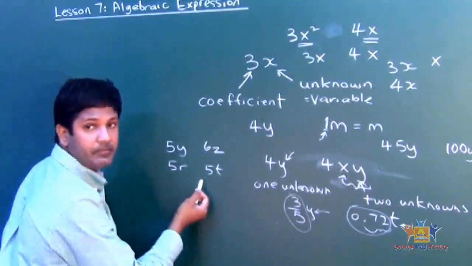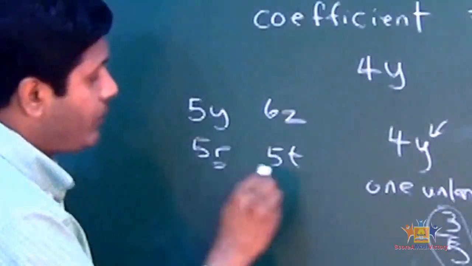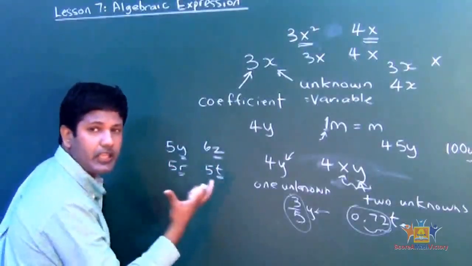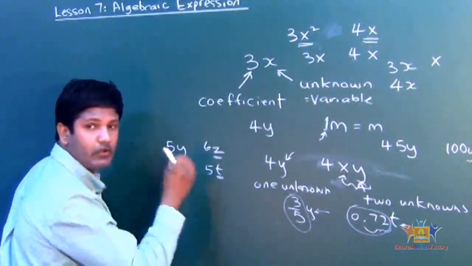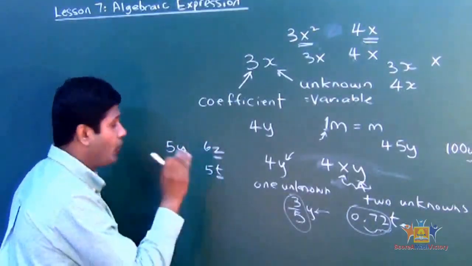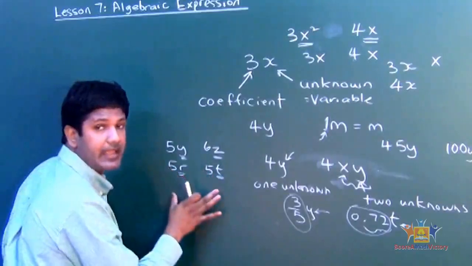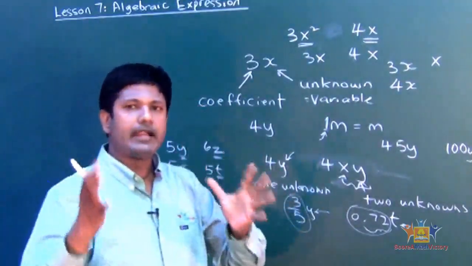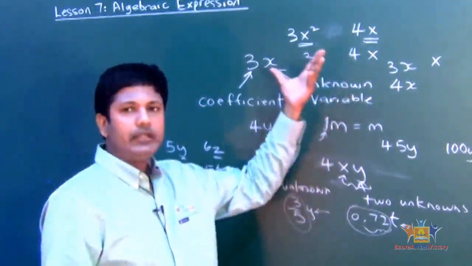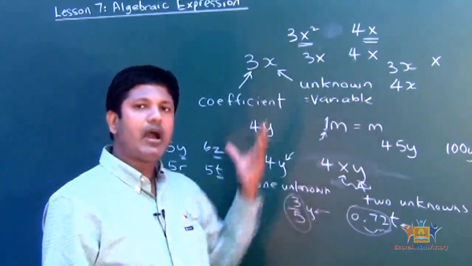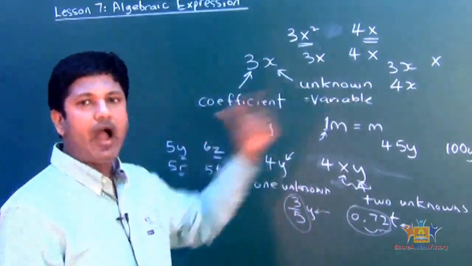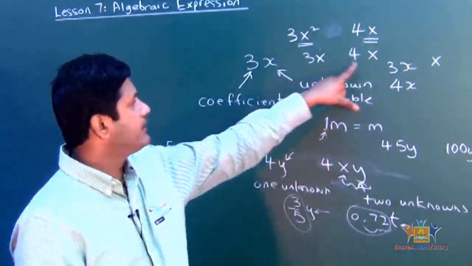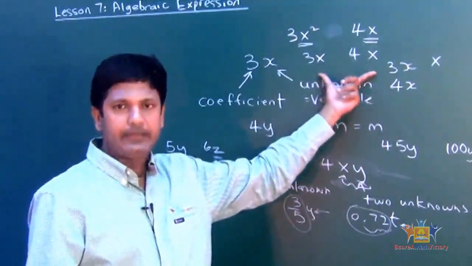The coefficients are the same, but the unknowns are not the same. See that? The unknowns are not the same. That's the key, not the coefficient. The coefficient doesn't make the decision whether two terms are like or unlike. Keep in mind, it's very important to understand: in order to know whether they are like terms or unlike terms, it's the unknown that makes the decision, not the coefficient. So in this case, with x, both are like terms.